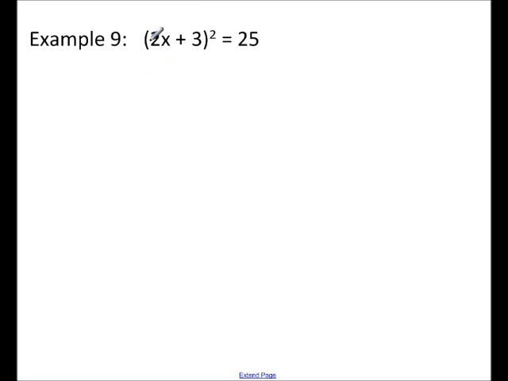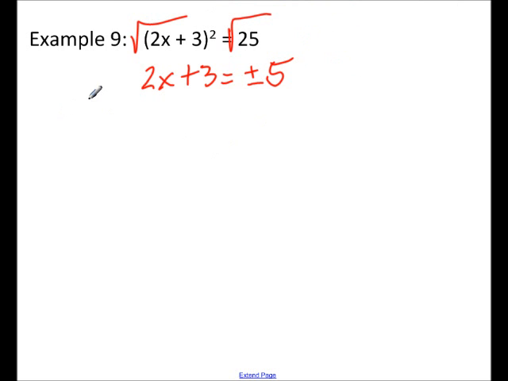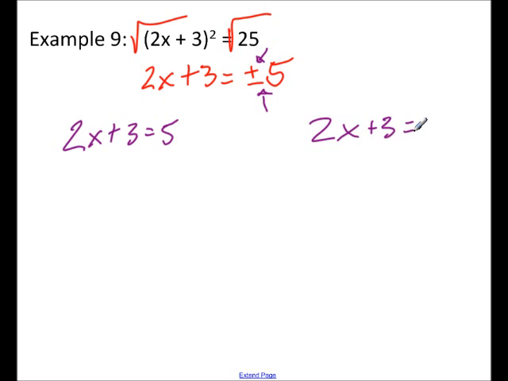Alright, example 9. Again, all by itself. We're ready to go. So I get 2x plus 3 equals square root of 25 is 5. So I get my plus minus 5. So now we're going to want to split things up and check the positive and the negative version of this and see which our two different answers are going to be. So 2x plus 3 equals positive 5. 2x plus 3 equals negative 5. So everything's exactly the same. We just got a positive 5 here and a negative 5 there.